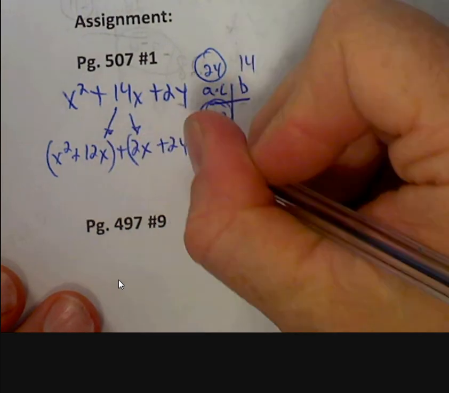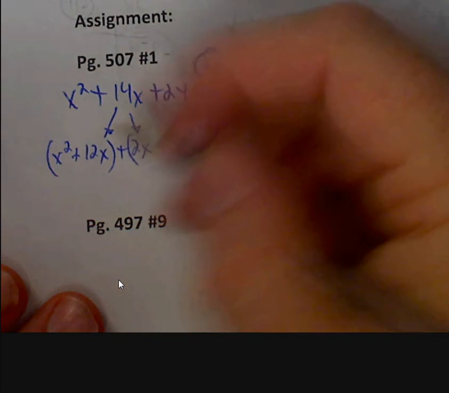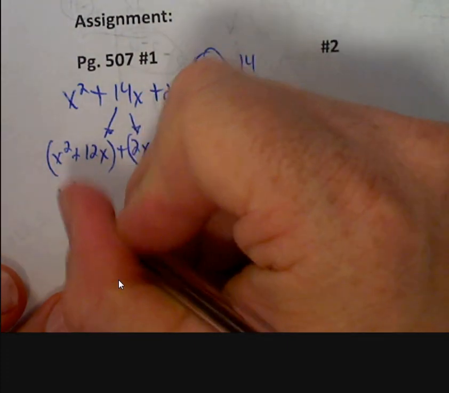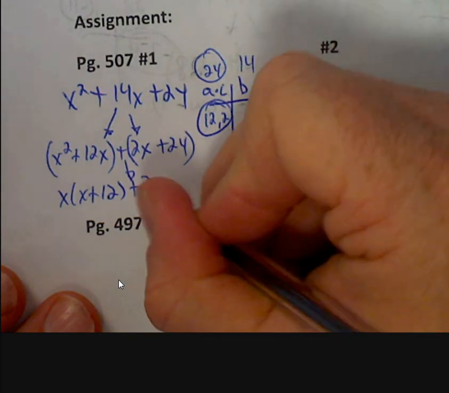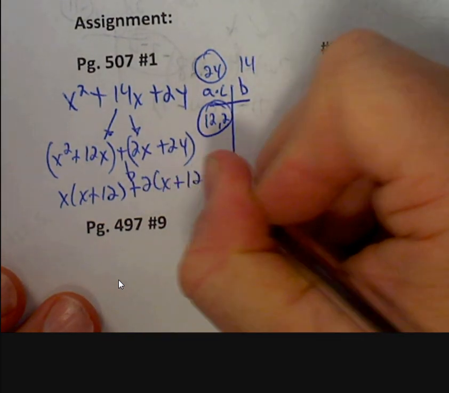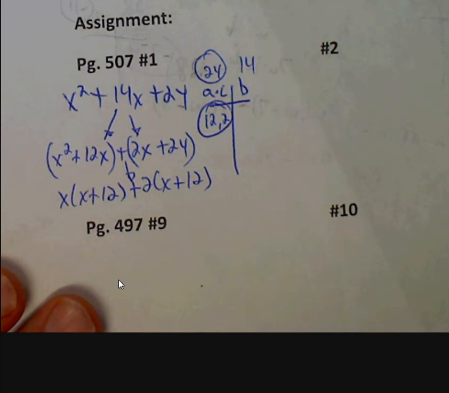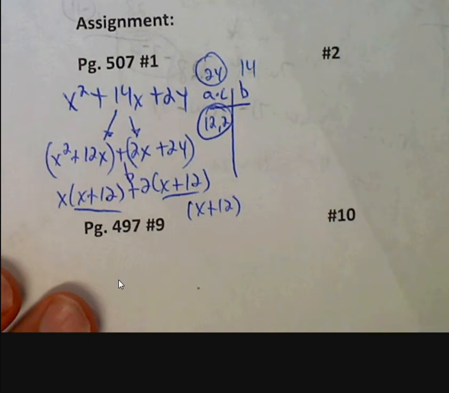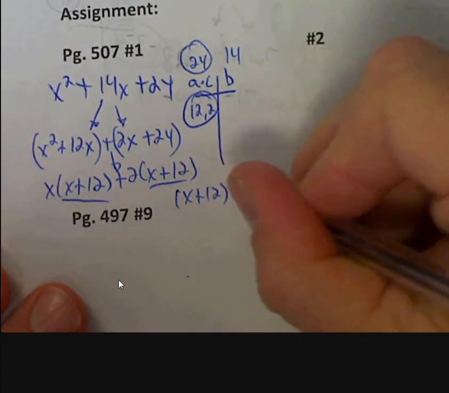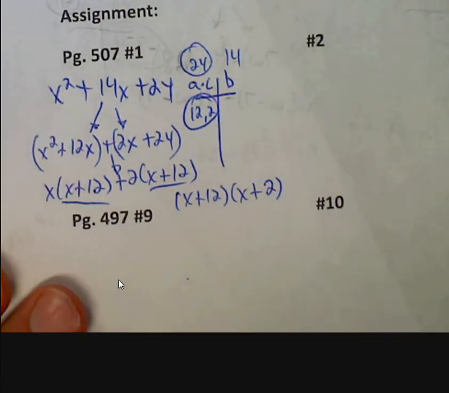This is where I'm able to group. So I can take out an x. I'm left with x plus 12. Bring down my plus sign. I can take out a 2, and I'm left with x plus 12. X plus 12 is the same, so I can take that out. That means that I am left with x plus 2.